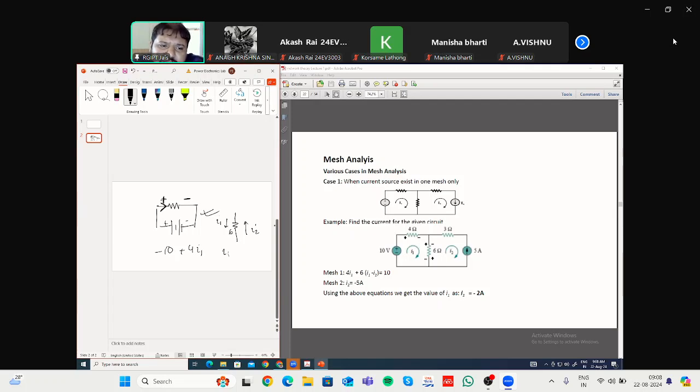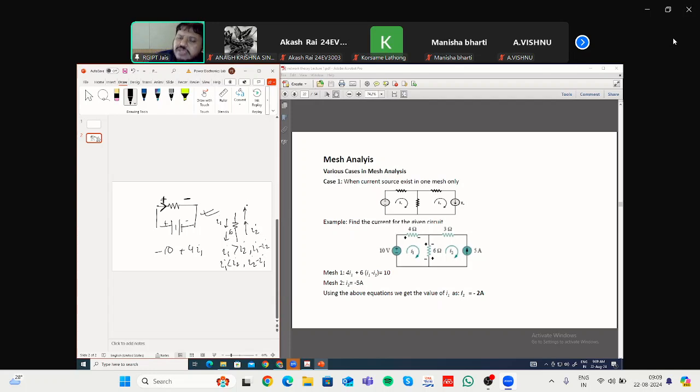Now we have to see whether I1 is greater than I2. If I1 is greater than I2, then the net current will be flowing in the downward direction, and the magnitude will be I1 minus I2. If I1 is less than I2, then the net current will be flowing in the direction of I2, in this direction, and the magnitude will be I2 minus I1. But we don't know I1 and I2. These are variables that we have assigned, whose values we'll find later. So how can we know whether I1 is greater than I2 or I2 is greater than I1?